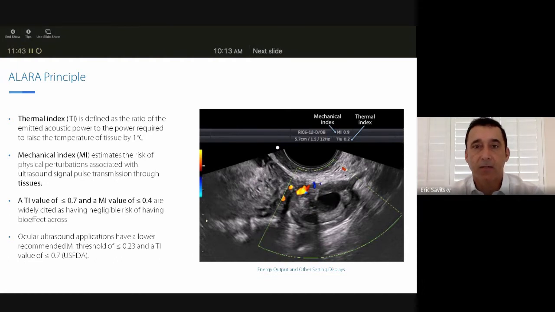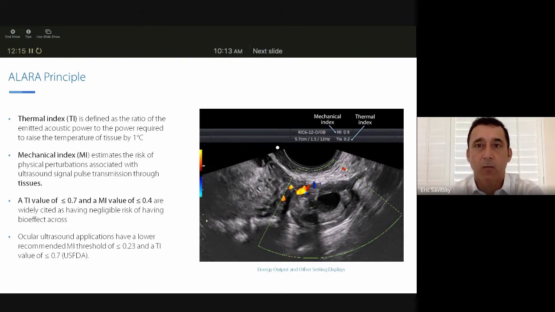The default values for all patients, with the exception of ocular applications, a TI of less than or equal to 0.7 and an MI of less than or equal to 0.4 for the most part have negligible bioeffects. And with ocular, the threshold's a little bit lower, but for the most part, if you pick the correct image preset for the application, this will get pre-selected for you, and it'll be displayed in the upper portion of your ultrasound window, as you can see here.